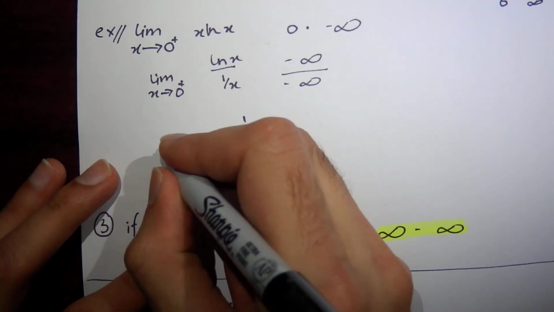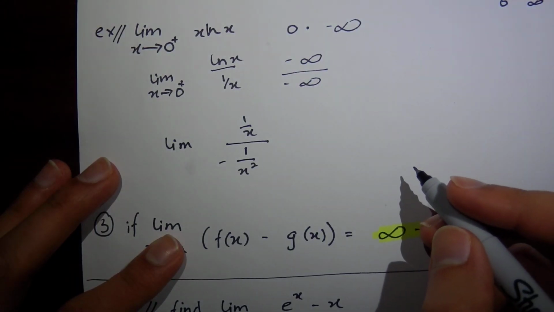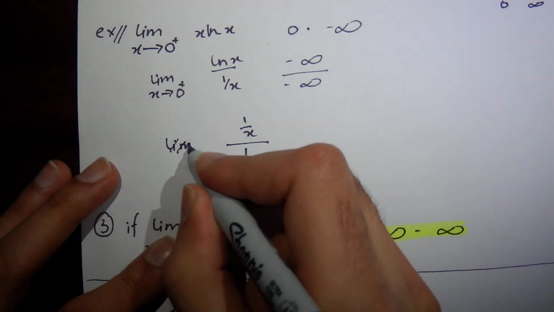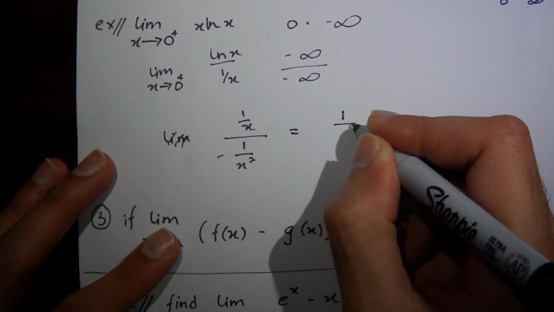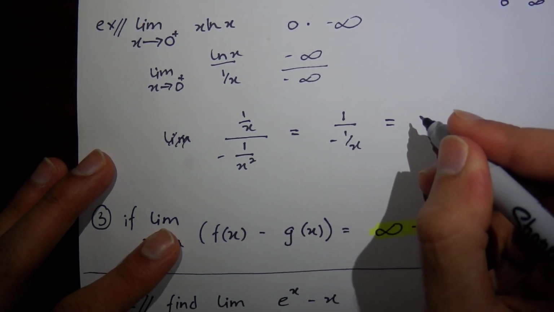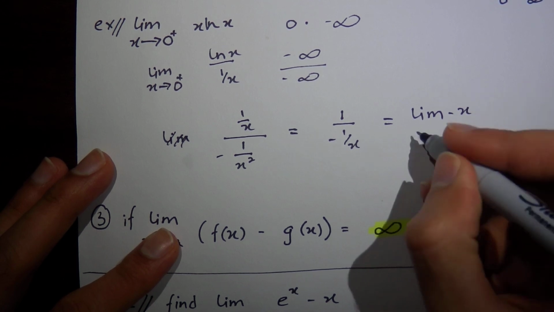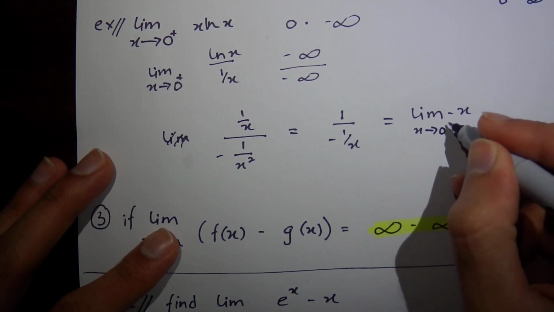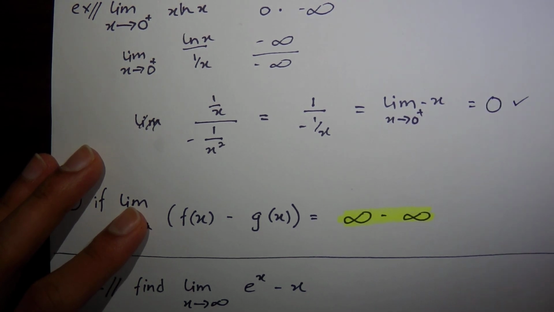Now let's apply the limit. Well, we could simplify it before applying the limit, so let's do that. Apologies. This would become just 1 over negative 1 over x, the x's cancel, and that further becomes just negative x, really. Limit of negative x as x approaches 0 from the right, and that is simply 0.